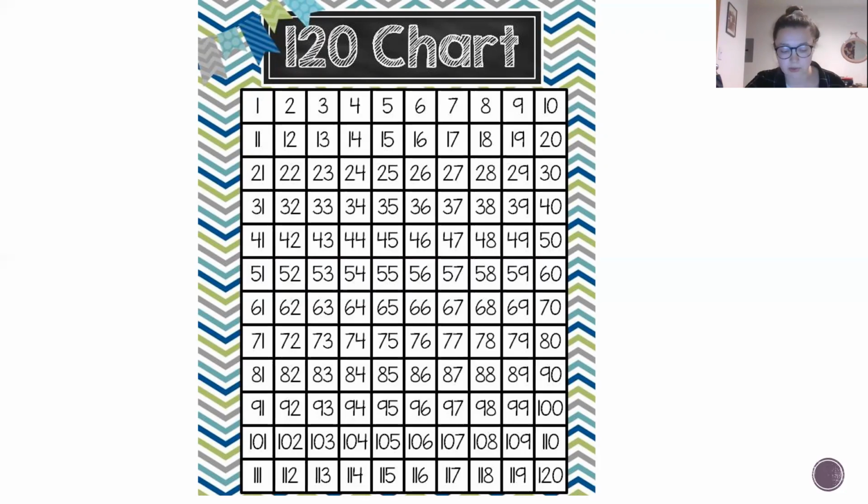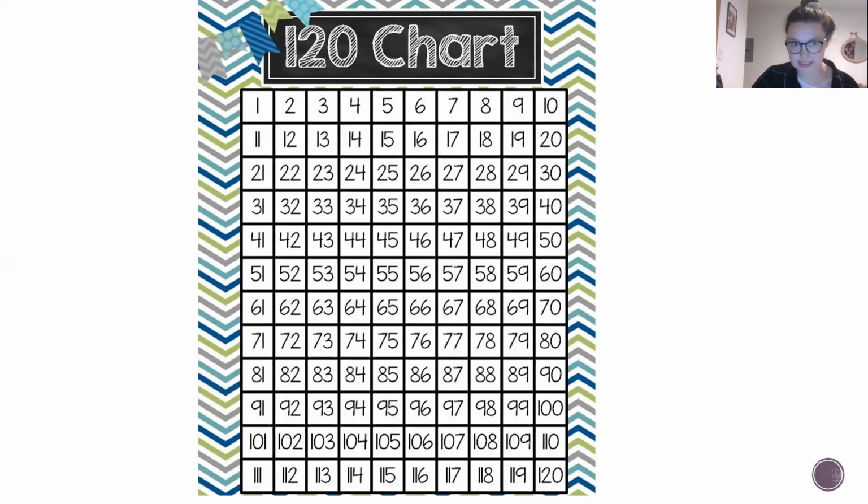So the first super important pattern that we can recognize in a 120 chart is by looking across the rows. Now remember, rows go across a straight line like this, okay? So the first thing that we notice when we're going across the rows is that the numbers are getting bigger. When we took a closer look, we realized that each time we move a space across the 120 chart in the rows, the numbers were getting bigger by 1.